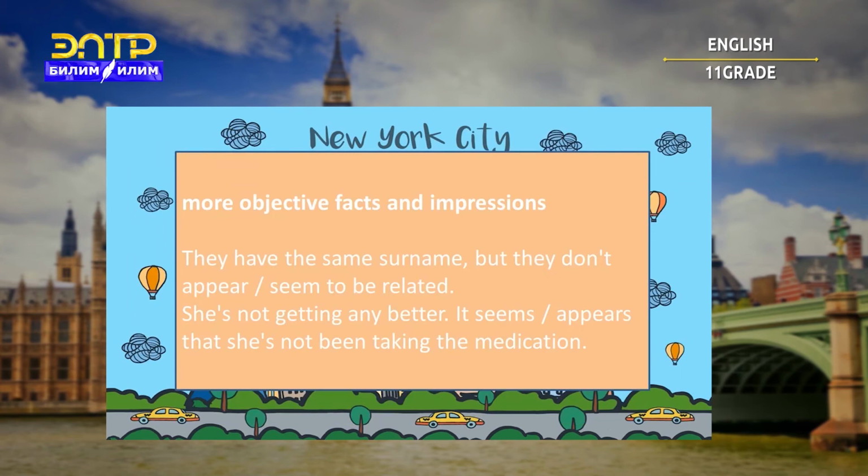More objective facts and impressions. They have the same surname, but they don't appear or seem to be related. She's not getting any better. It appears that she's not been taking the medication.